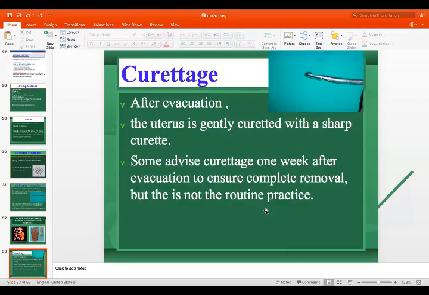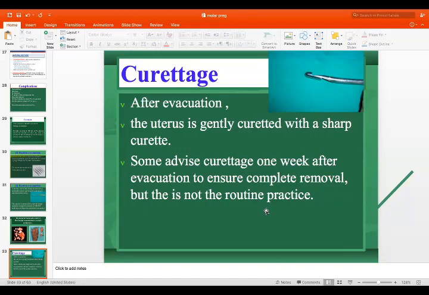After evacuation, you can gently curette the uterine cavity with a sharp curette. Do not use force, otherwise you will perforate the uterus. But usually it is not recommended, because the uterus is so soft that you can easily perforate the uterine wall.